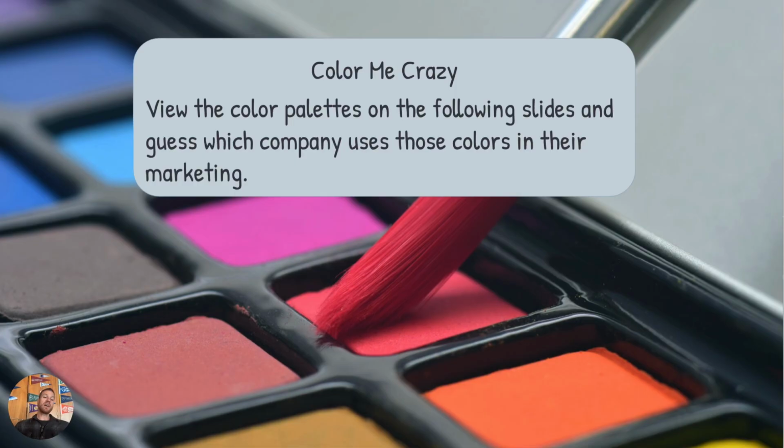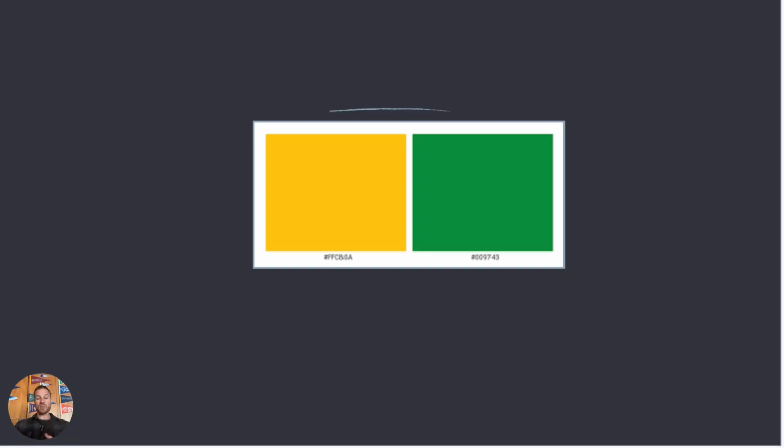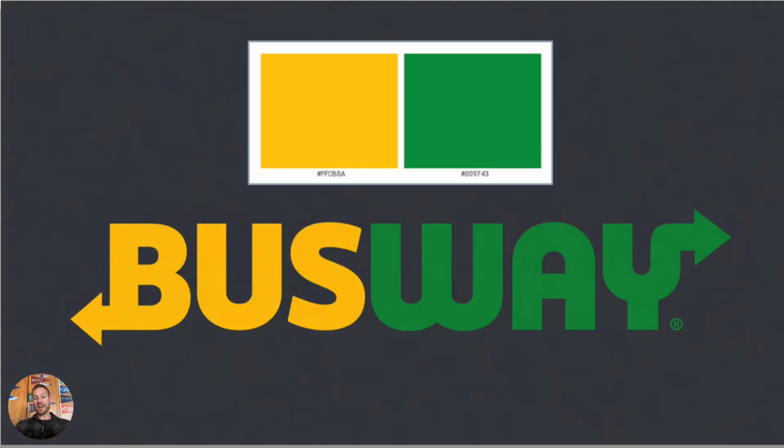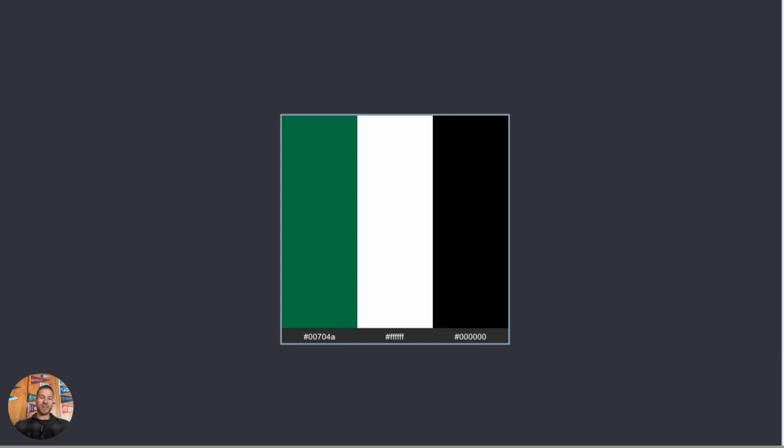Color me crazy. View the color palette on the following slides and guess which companies use these colors in their marketing. Here's the first one. I have students type in the Pear Deck on this one, but if you don't have Pear Deck, students can raise their hand. Once you have a good amount of hands up, you can call on somebody, but make sure they stay quiet because they will influence other people's behaviors and decisions, just like marketing is intending to do. Quickly, people will notice that this is not Subway, but Busway. Again, I cannot use the logos in my slides, so I needed to modify those logos for trademark infringement and whatnot. Here we go, moving on.